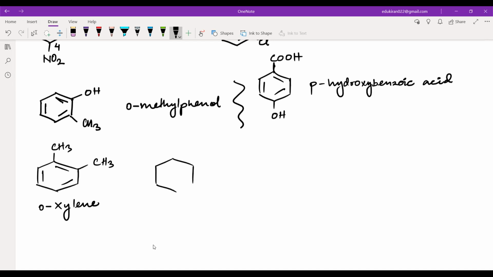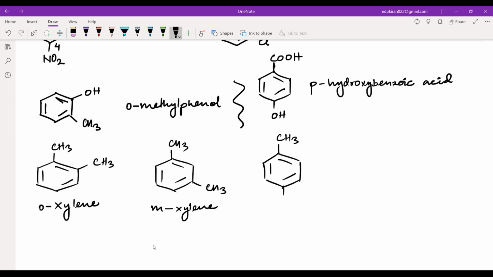If I have CH3 in 1 and 3 position, this will be m-xylene. If I have CH3 in 1 and 4 position, this will be paraxylene or p-xylene.